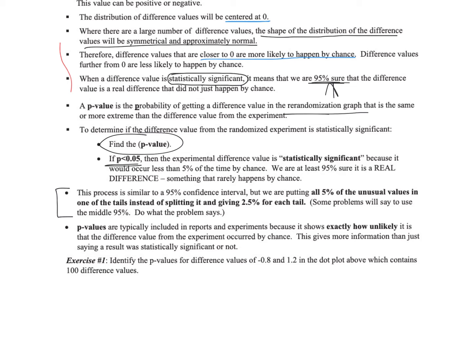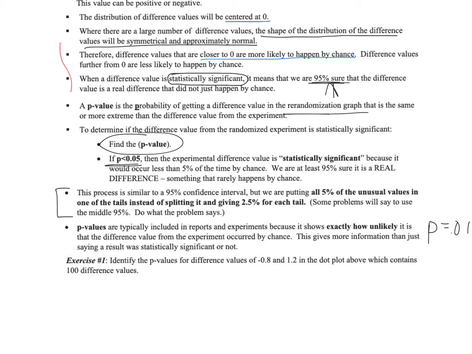P-values are typically included in reports and experiments because it shows exactly how unlikely it is that the difference value from the experiment occurred by chance. So you'll often see something like P equals 0.01. That's pretty statistically significant because it's much lower than 0.05. This gives more information than just saying a result was statistically significant or not. It gives us how unlikely it was to happen by chance.